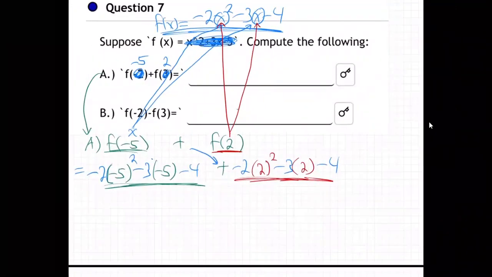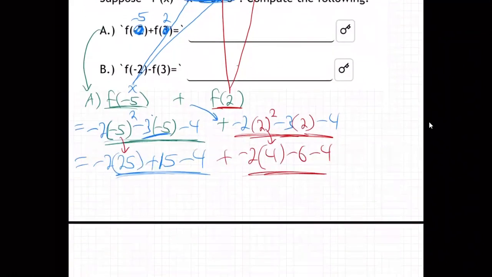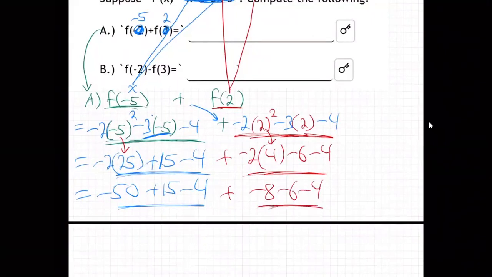So now we work it out. What do we have here? Well, you have to do powers first. So negative 5 squared is 25. And negative times negative is positive. Be careful of your signs. So there's that part. Plus, and this is going to be negative 2 times 4. 2 squared is 4. Negative 6 minus 4. Like that. And now, let's keep going. We get negative 50, 15 minus 4, plus negative 8 minus 6 minus 4. And that is going to be, I don't know, what is that?